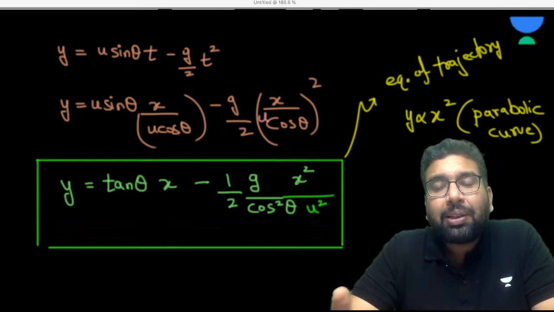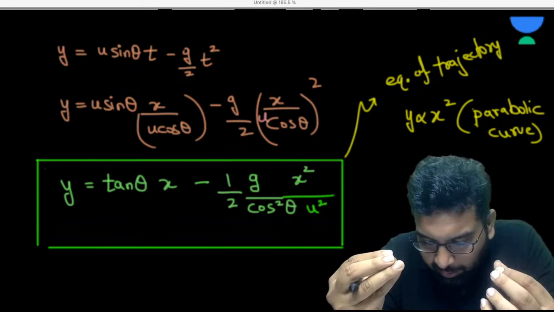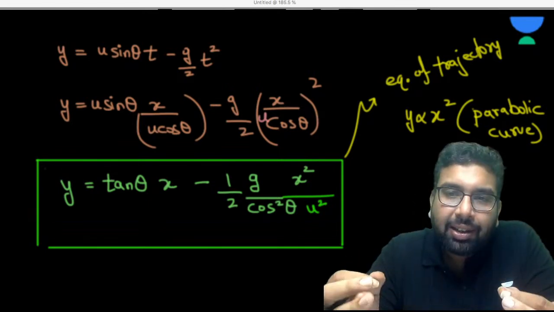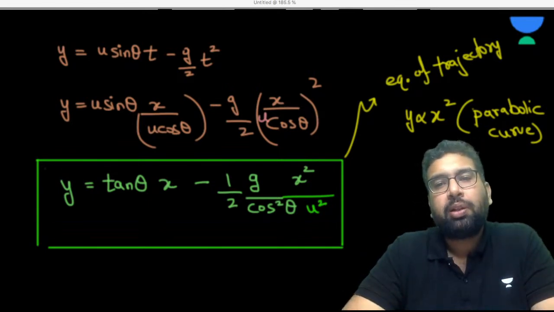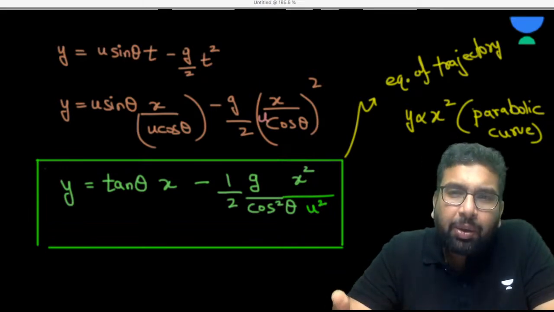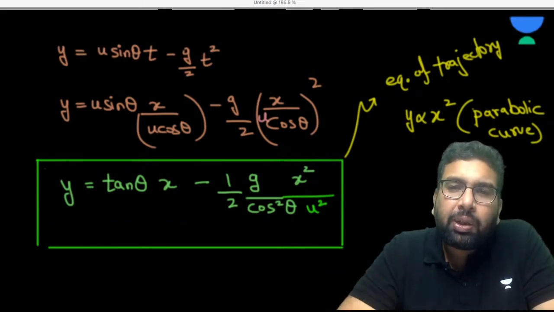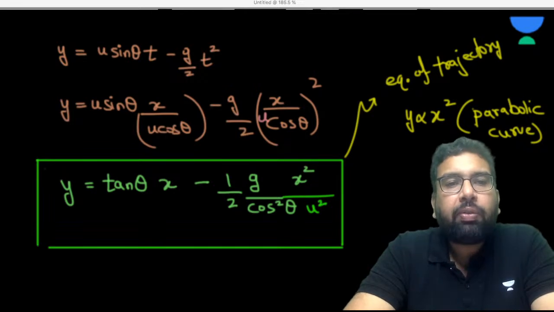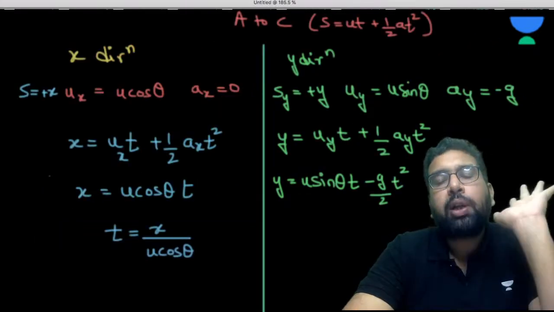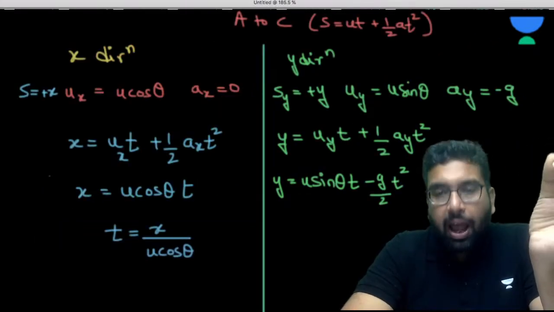But this is not, see, I tell you, projectile motion is nothing but the use of motion under constant gravity. Do we need to remember this equation? There is no need here. You can see, the only thing is that in projectile motion, you have to consider the x and y directions.